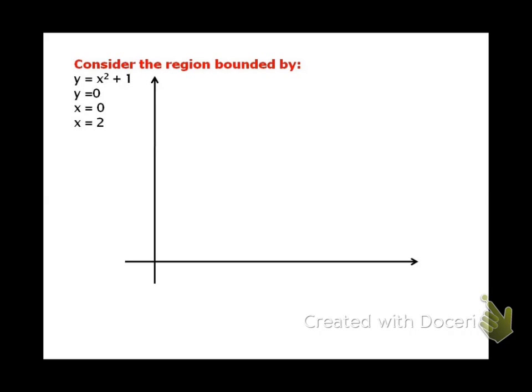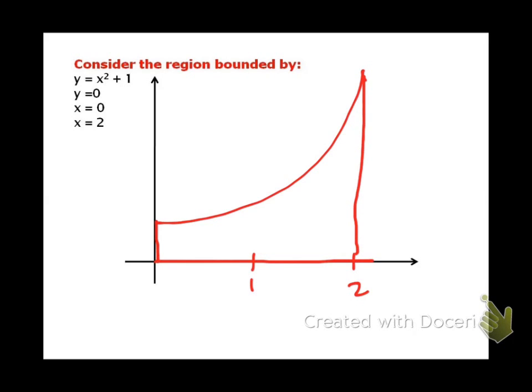So let's start with this question here. Consider the region bounded by these 4 equations: y equals x squared plus 1, y equals 0, x equals 0, and x equals 2. I'm going to graph that out here. X squared plus 1 would be a graph that's a parabola like that. Y equals 0 is a line right on the x-axis. X equals 0 is a vertical line on the y-axis, and here's 1, here's 2. We've got x equals 2 as a vertical line here. Okay? So that's the area that we're going to try to approximate.